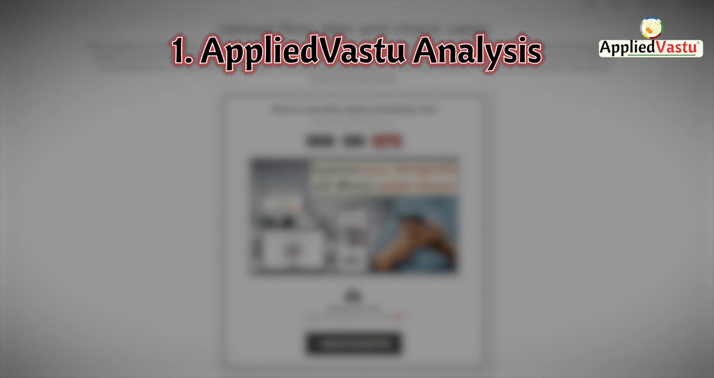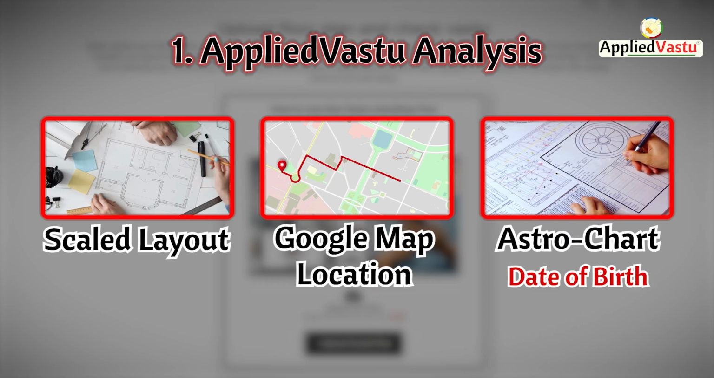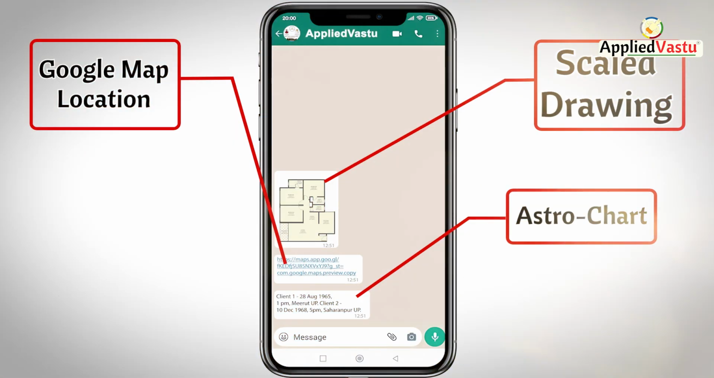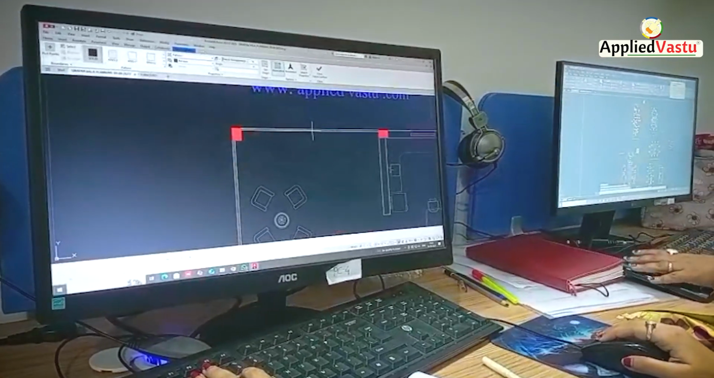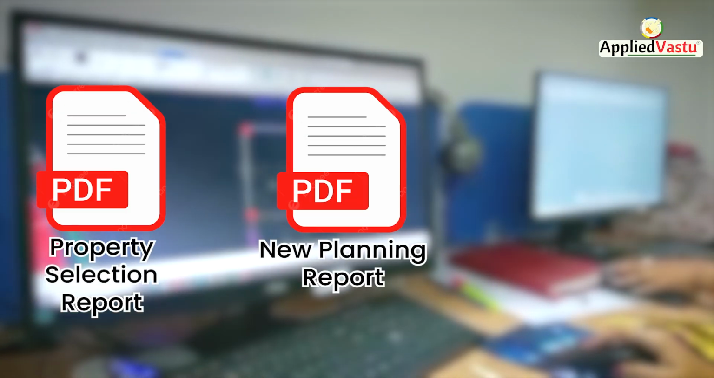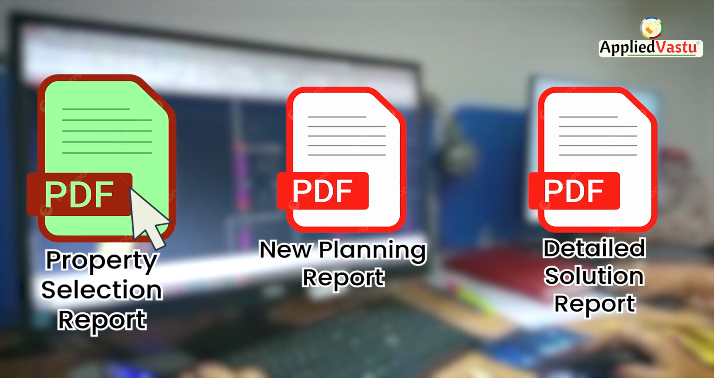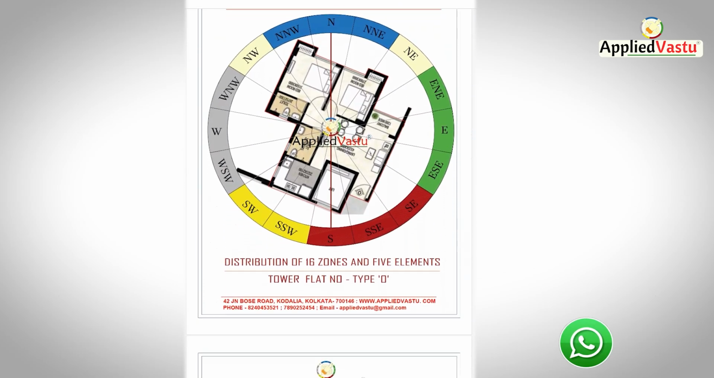To conduct a Vastu analysis through AppliedVastu, 3 details are essential: scaled layout, Google Map location, and Astro chart, which are birth date, place, and time. For online consultation, clients send all these details to us via WhatsApp and also mention the type of report they need. AppliedVastu offers 3 types of online consultancy reports: property selection or checking report, new planning and design report, detailed solution report. A checking report refers to performing Vastu and Astro Vastu analysis of a property before buying or renting it to determine whether it is auspicious or not.